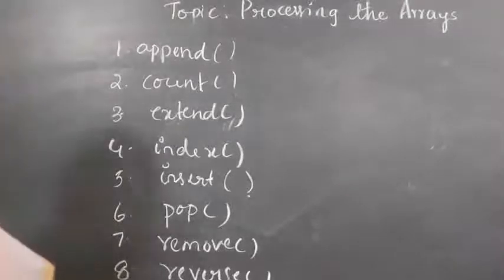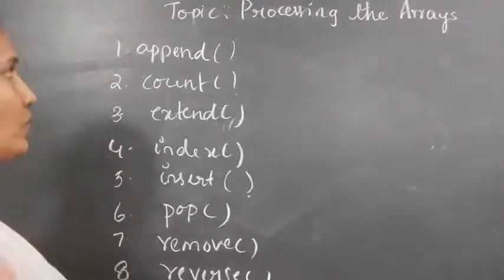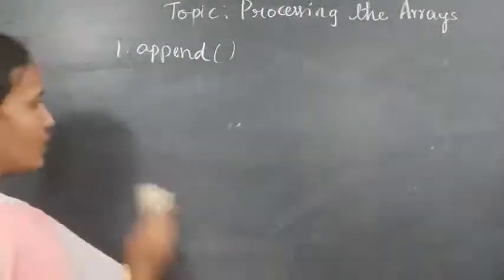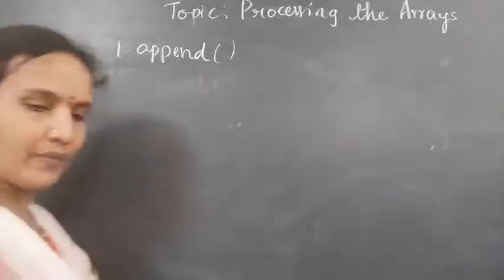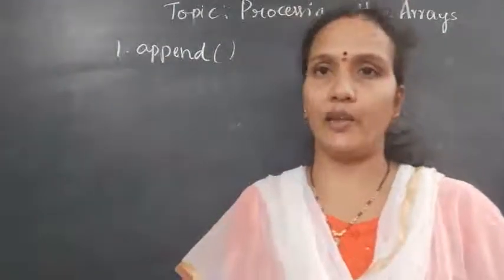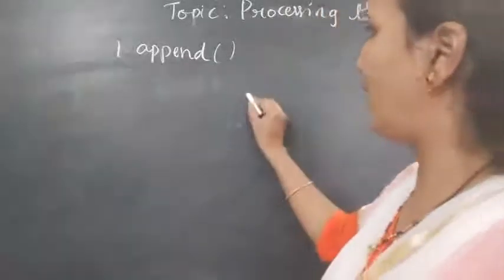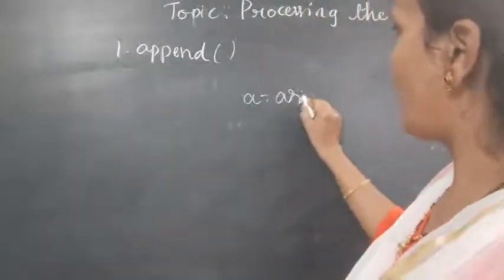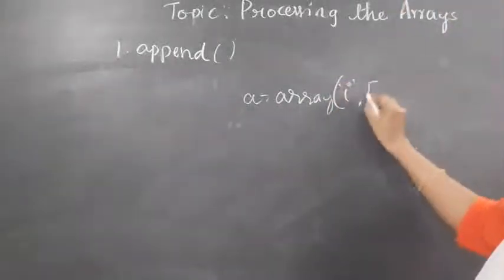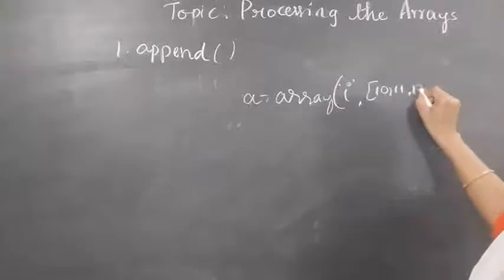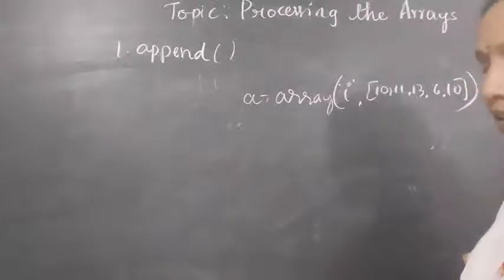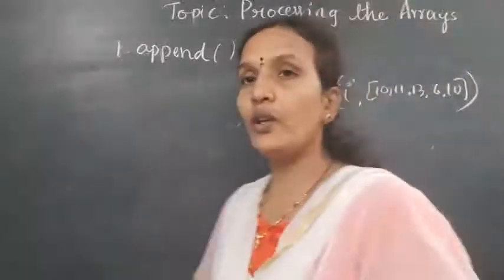The first one is append. What is the append method? The append method is used to add a new element at the end of the array. Example, if you have an array like this, a equals array, of type integer, I am giving 10, 11, 13, 6, 10. These are the elements. Now I want to add a new element.